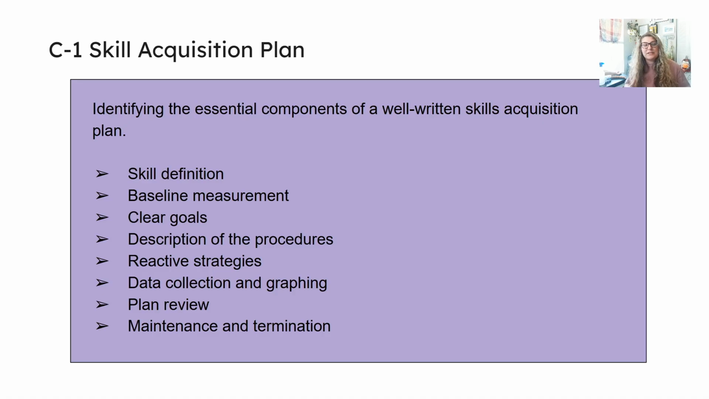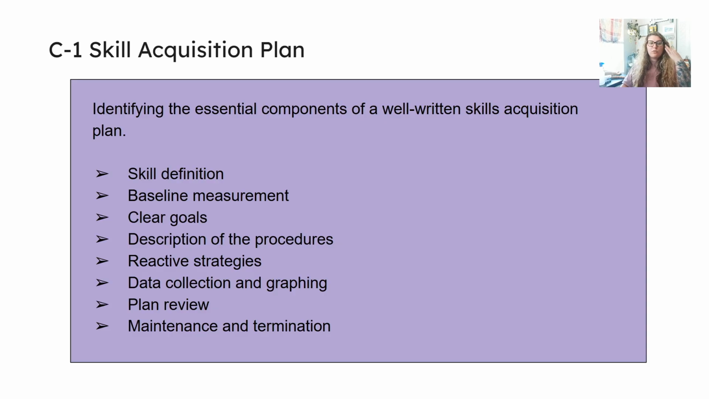Baseline data is collected before intervention to determine the learner's current level of performance, to provide a reference point to measure progress and determine whether an intervention is effective. And then we have clear and measurable goals. Goals should be specific, observable, and measurable so progress can be tracked. Measurable goals make it easy for the entire treatment team to know when a goal has been achieved.